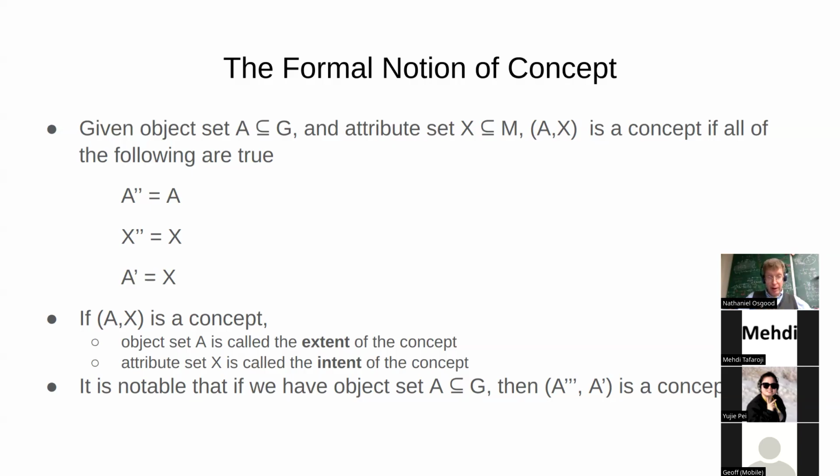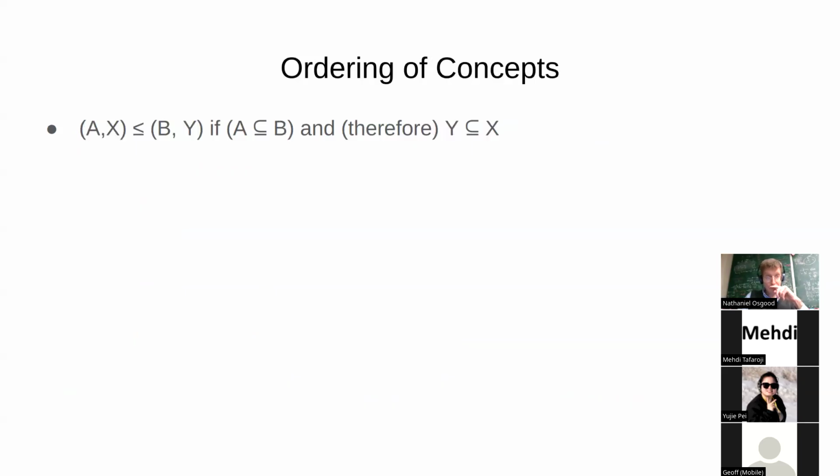And it should be noted that if you have some object set within your set of objects, you can automatically get a concept by taking A triple prime. Converting to the set of attributes shared by all of them, converting back to all objects that share those attributes, and converting it back to the attributes shared by all of those. That is going to be one of these concepts. It's kind of stable, a natural maximal pairing of these.